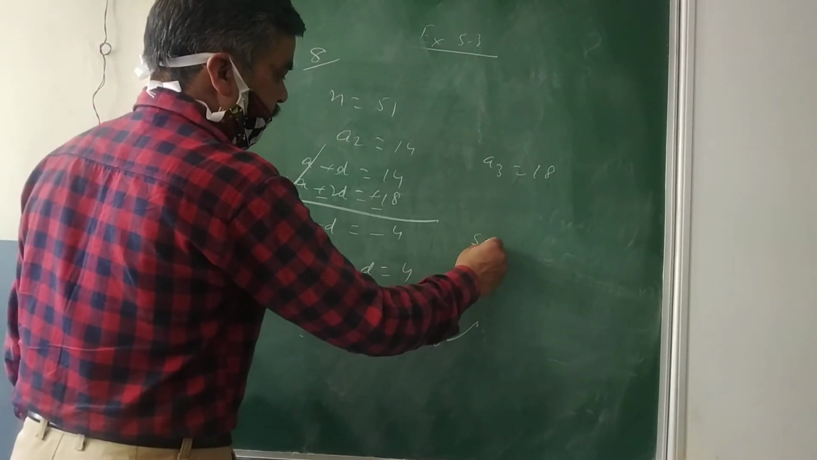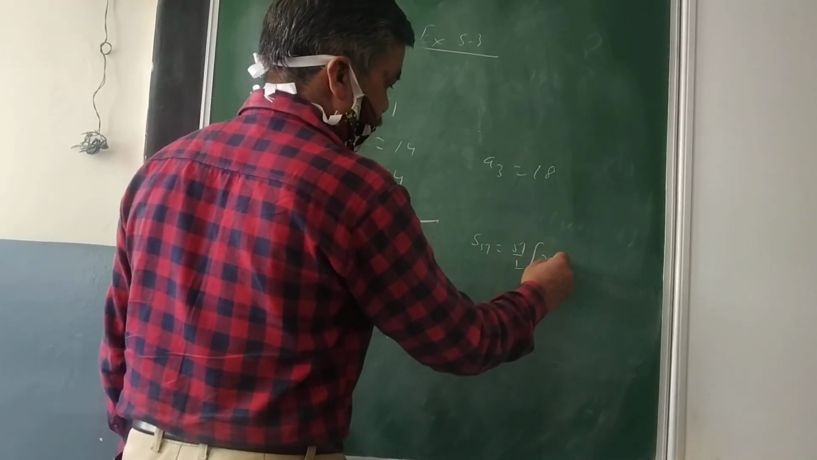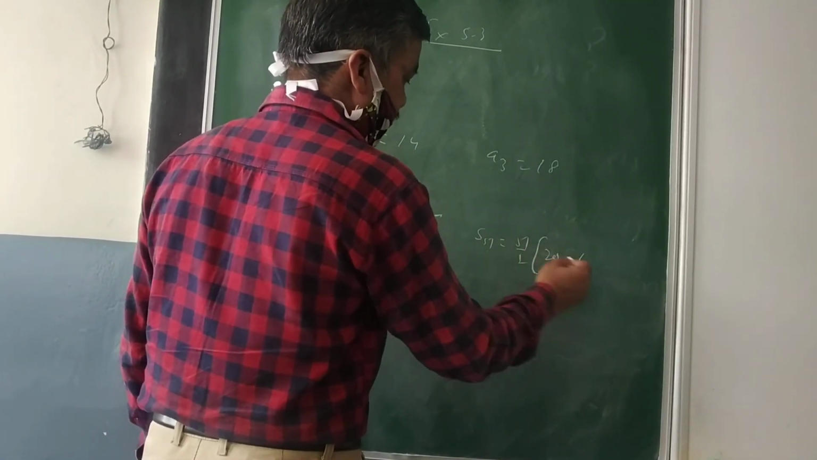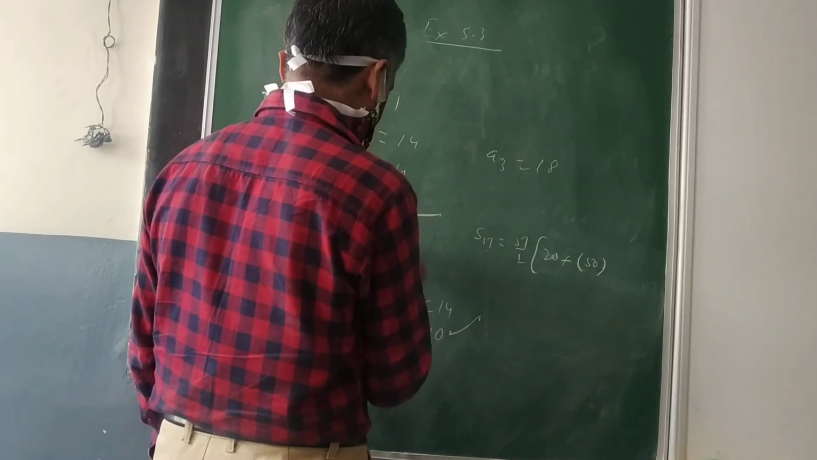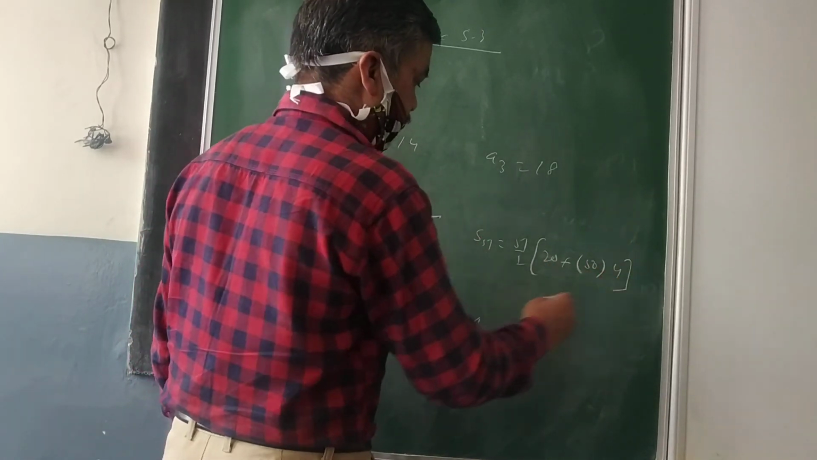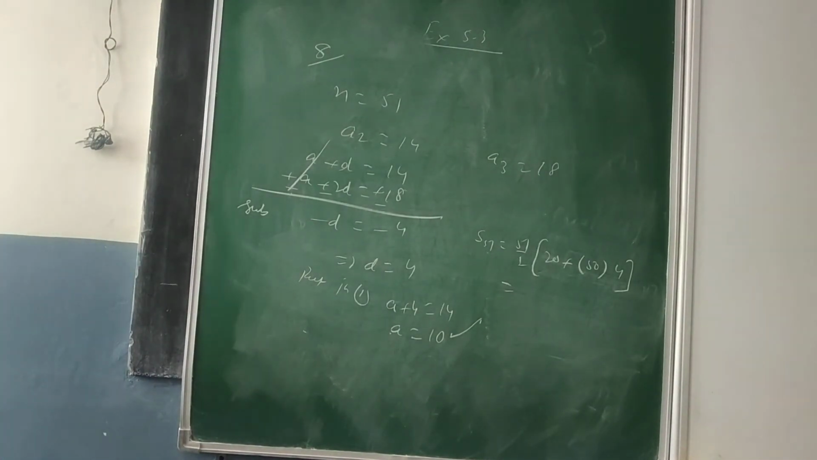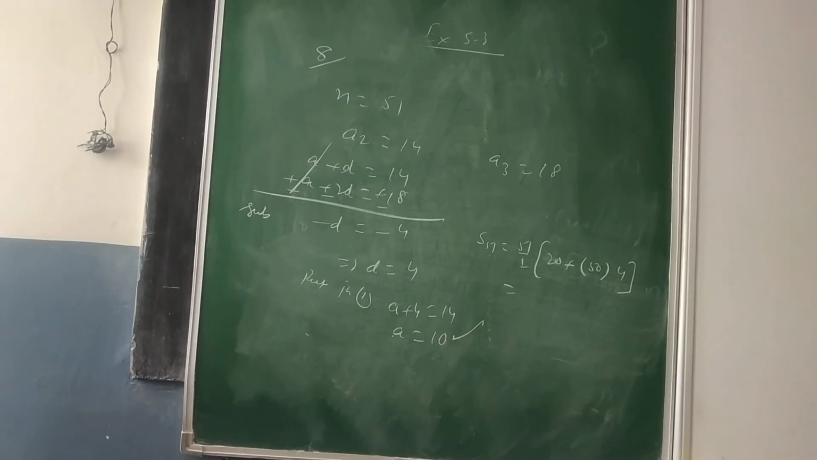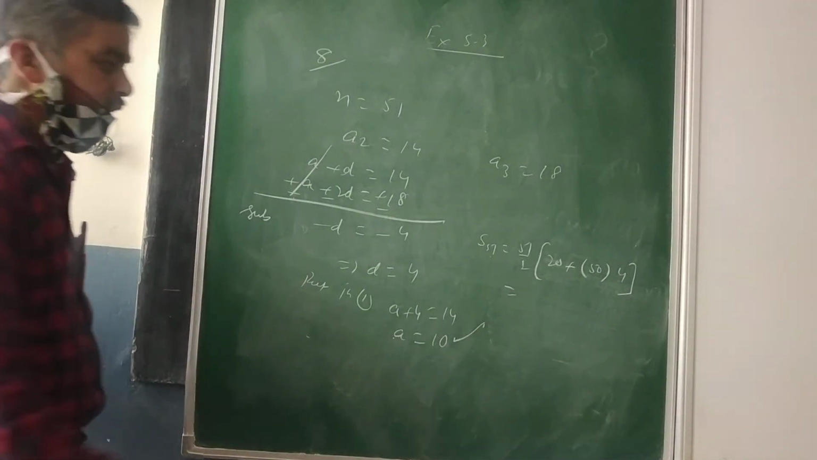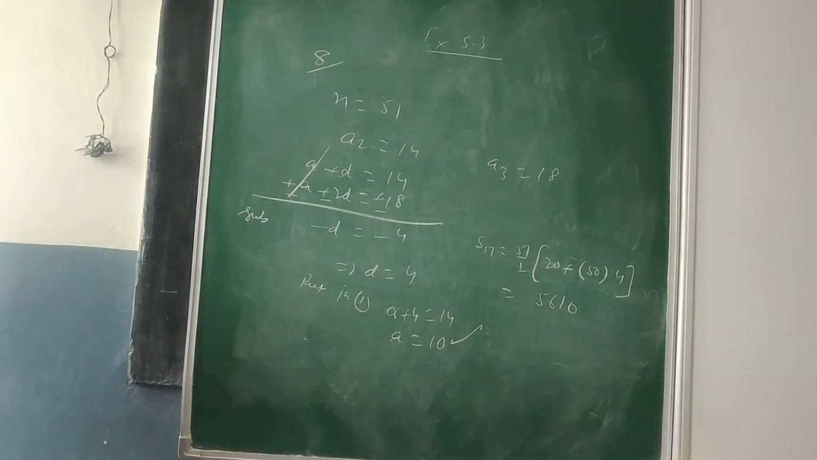So S51 is equal to 51 upon 2 into 2a, means 20, plus n minus 1, means 50, into d, you have is 4 here. So please check this calculation. So you will be getting sum of your 51 terms somewhere coming equal to 5610. So these are the solutions of your next 5 questions.